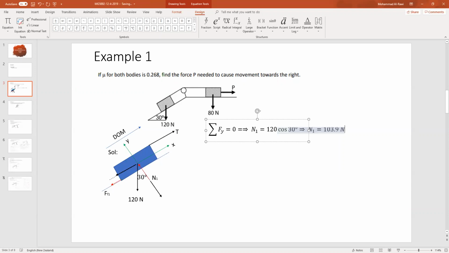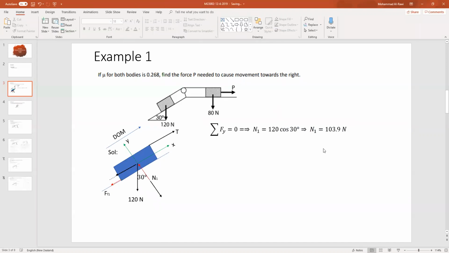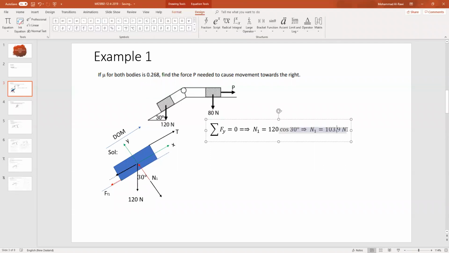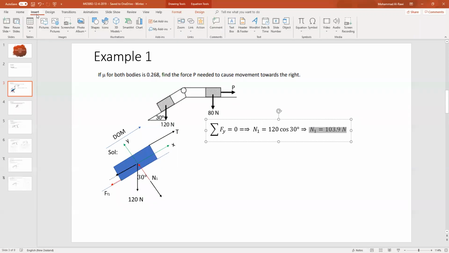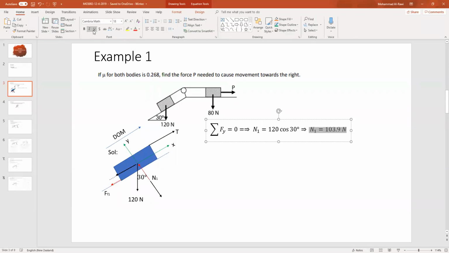Well done, you did write the units. And that's how it works in this question. So now we have determined the value for the normal force for the first block, which is very important. I'm repeating this: it's very important to identify which block, otherwise you may get confused between the two values for them.